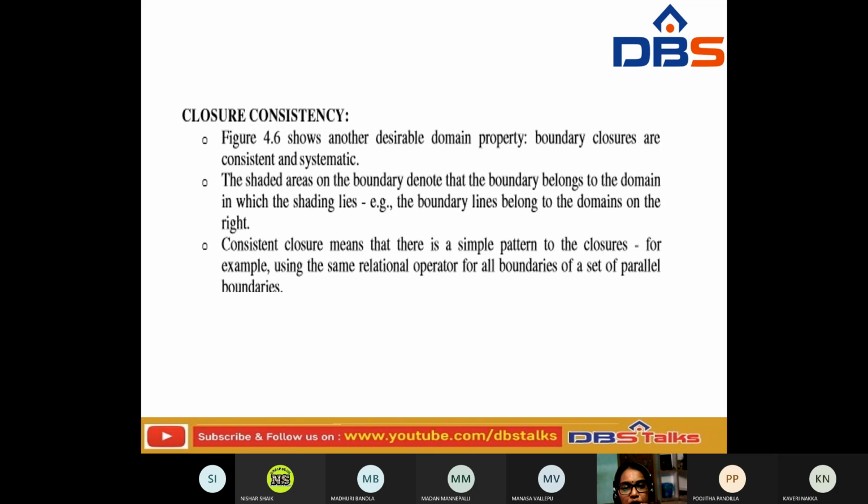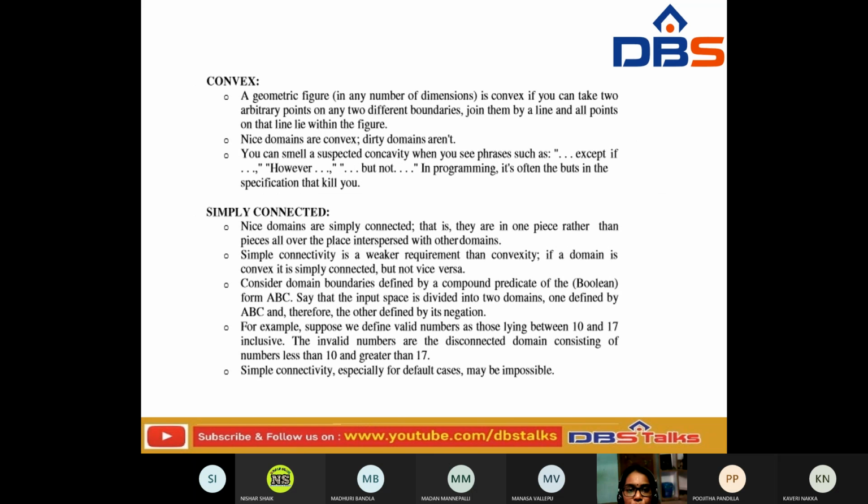So the consistent closure means that there is a simple pattern to the closures. For example, if we are using the same relational operator for all the boundaries, it is a set of parallel boundaries. Okay, so we can say it is closure consistency, such that we have a simple pattern in the closures. Okay, so now let us see about the convex.